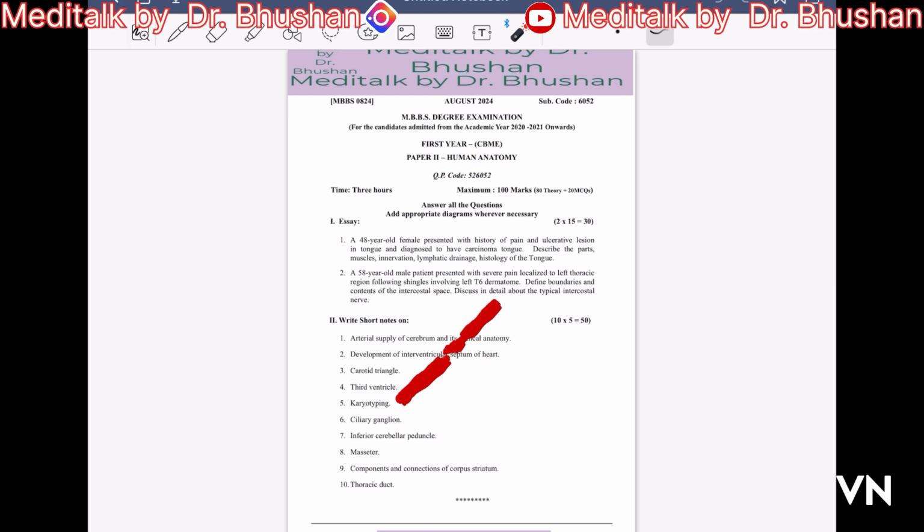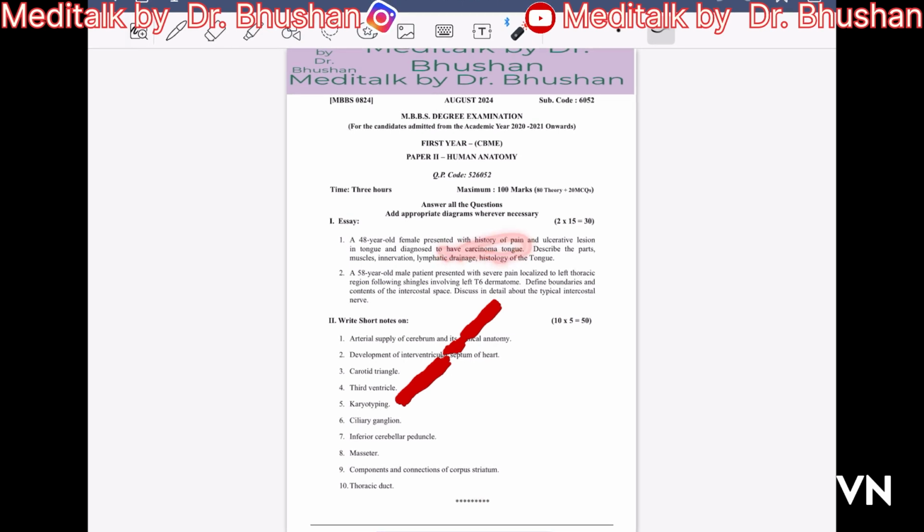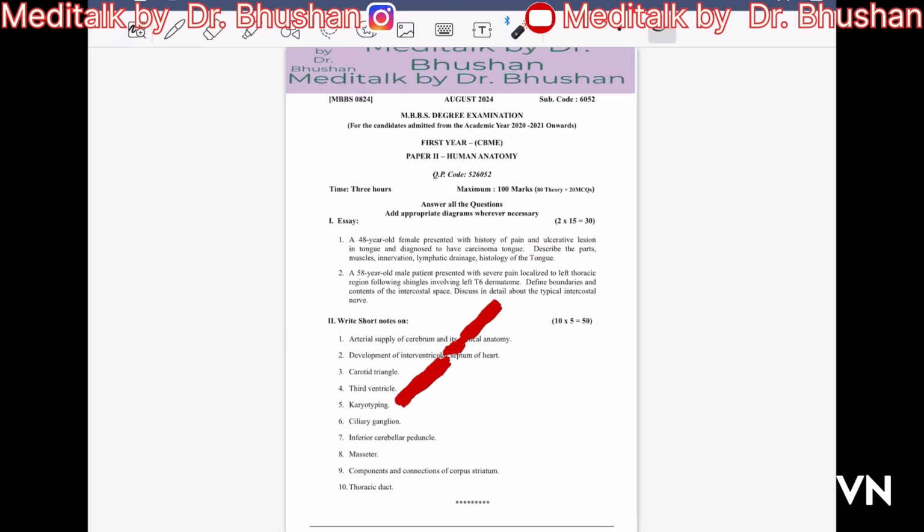First, a 48-year-old female presented with history of pain and ulcerative lesion in tongue, diagnosed to have carcinoma of the tongue. This is a clinical history, but the question is describe the parts and muscle innervation, lymphatic drainage and histology of the tongue. You have to write about the tongue.